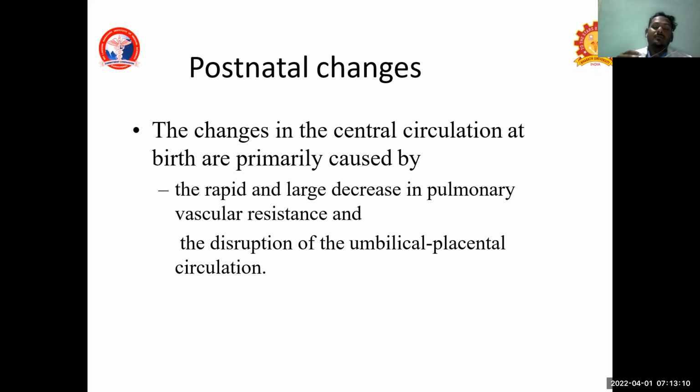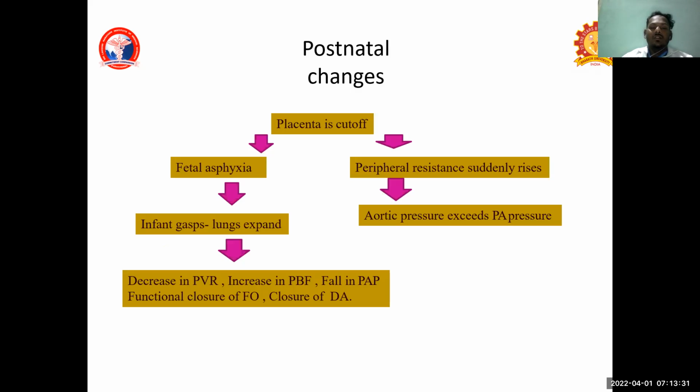What are the changes postnatally you can expect in this circulation? Changes in central circulation at birth are primarily caused by a rapid and large decrease in pulmonary vascular resistance and the disruption of the umbilical placental circulation. So, what are the changes you can expect?